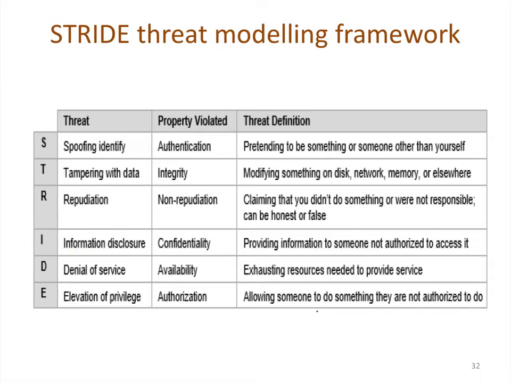I stands for information disclosure or confidentiality. Information disclosure means information is revealed, which has to do with confidentiality. D stands for denial of service attack. Okay? And E stands for elevation of privilege. So this is related to authorization. Authorization is different from authentication, as we said. Authorization is based on the access level that you have.